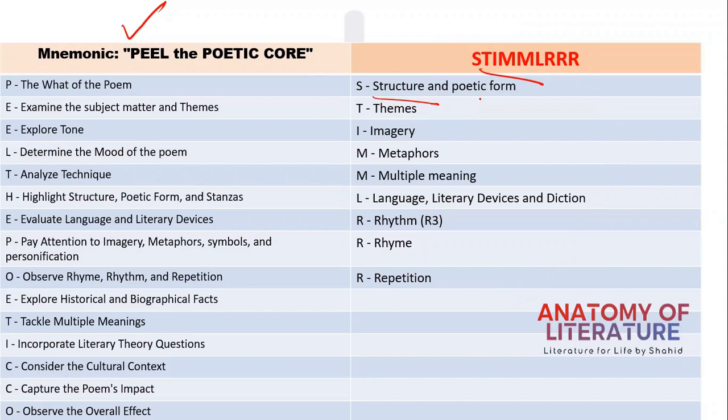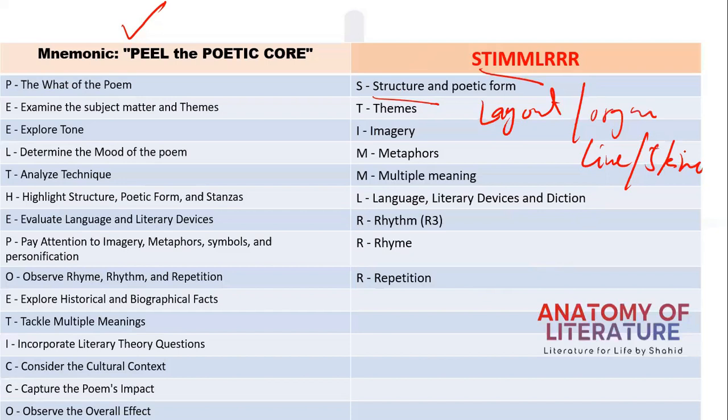It is the physical layout of a poem, the organization of a poem. It includes the line breaks and the stanzas. All of those things are present in the structure and the poetic form. It's very important to know, because readers or students will be able to identify the rest of the things from this structure and poetic form alone. It's important to know whether he wrote in a quatrain, couplet, tercet, pentameter, etc. And it's very important to know about the rhyming pattern.